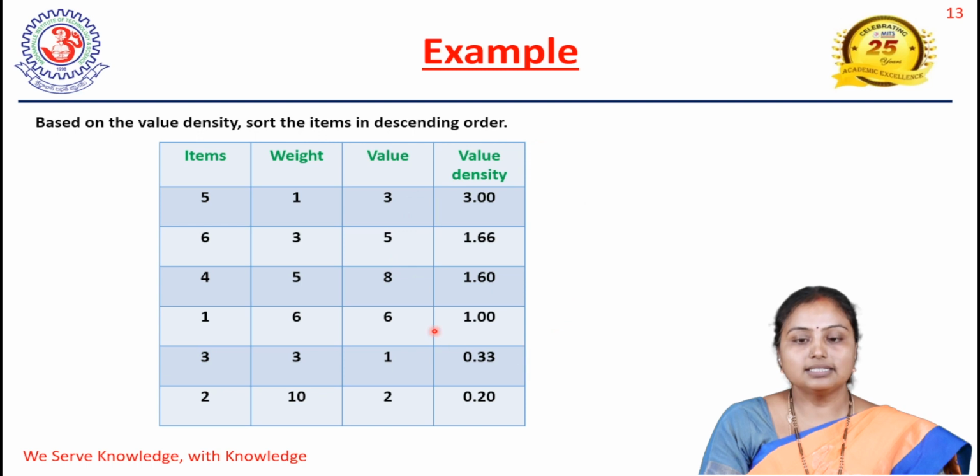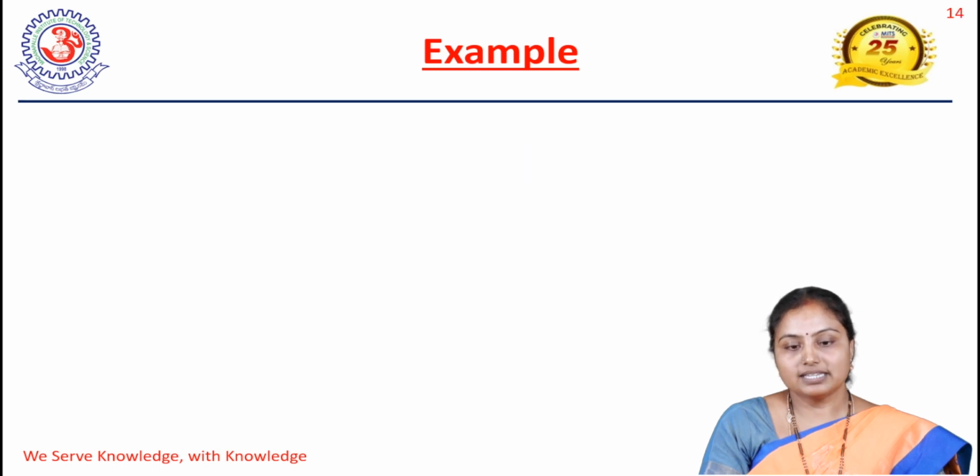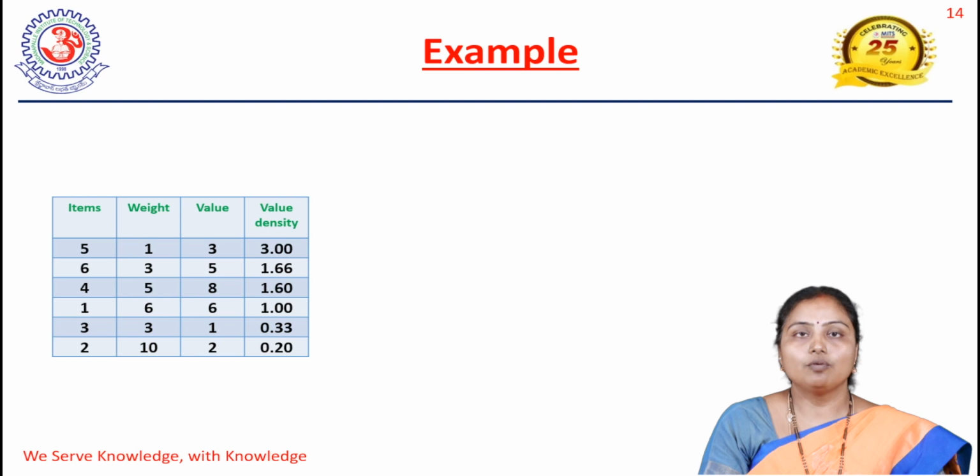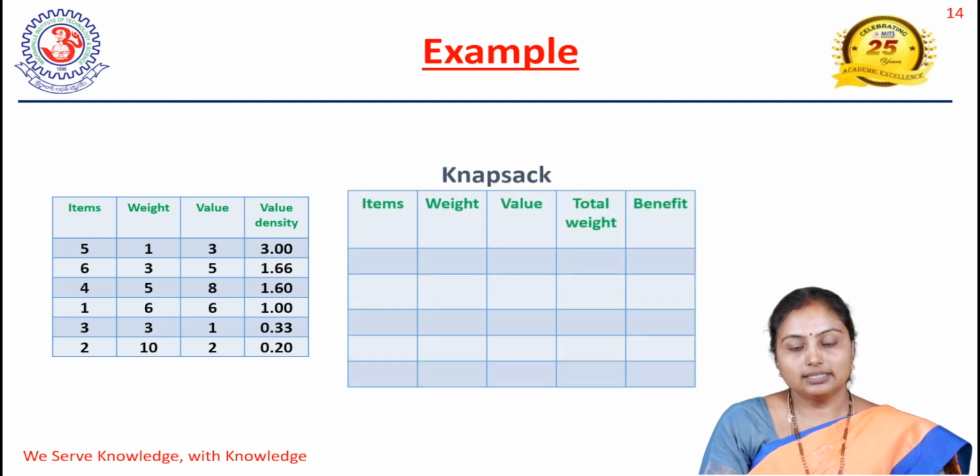So after arranging this in descending order, next we have to go for the filling of the knapsack. We have two constraints. One is we should not exceed the maximum weight. So here I have an empty knapsack which contains items, weights, value, total weight, benefit. Now I have to fill this knapsack with the items one by one. Let's see how to fill the knapsack.